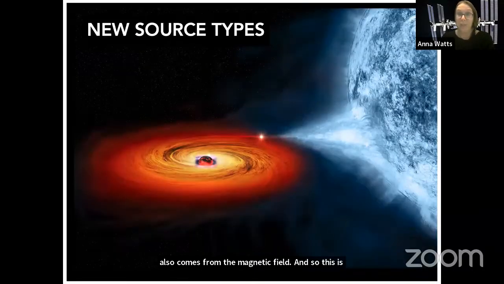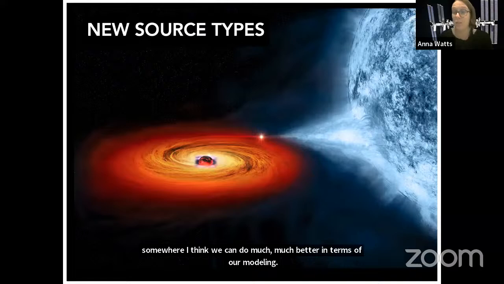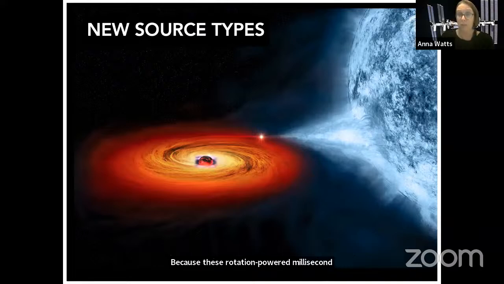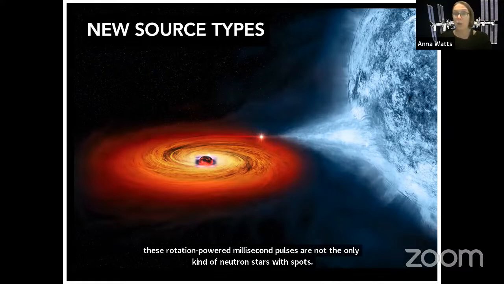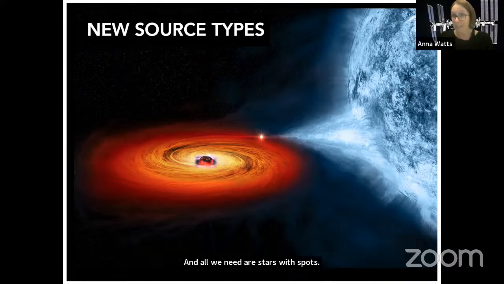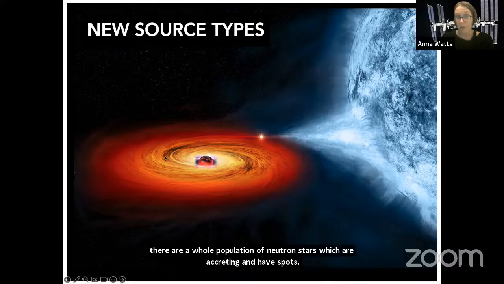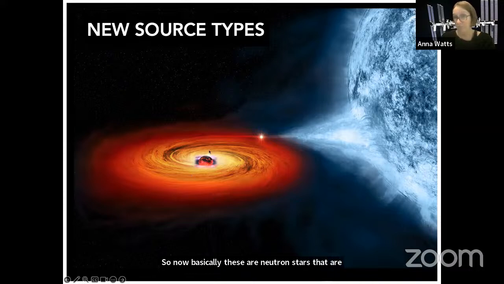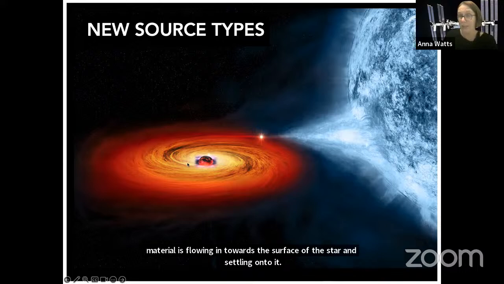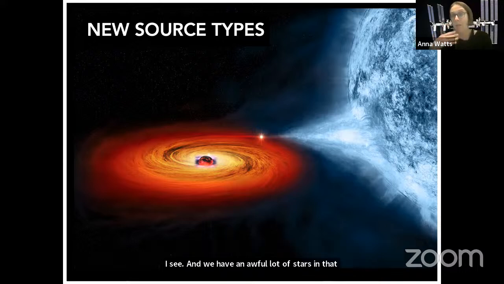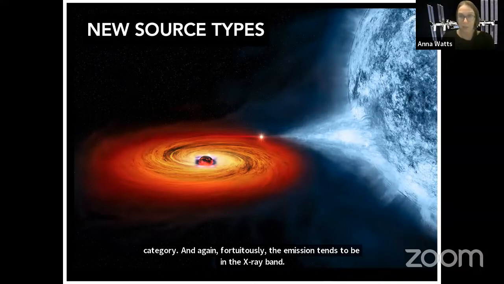Then we're thinking about other source types, because these rotation-powered millisecond pulsars are not the only kind of neutron stars with spots. And all we need are stars with spots. There is a whole population of neutron stars which are accreting and have spots. These are neutron stars accreting material from a companion star, mostly via an accretion disk. That material flows in towards the surface of the star and settles onto it. We have an awful lot of stars in that category, and again, fortuitously, the emission tends to be in the X-ray band. So we can use X-ray telescopes again to try and get at the surface emission.